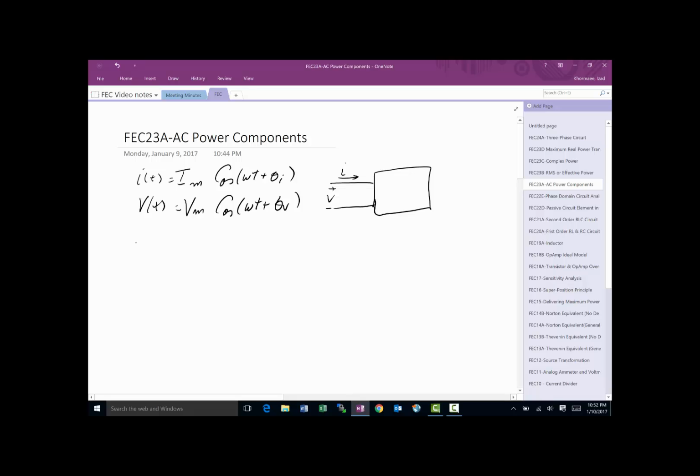Great. So the instantaneous power, the power at a moment in time, can be calculated by simply taking v of t and multiplying it by i of t, which ends up being Vm Im cosine of omega t plus theta v times cosine of omega t plus theta I. Perfect. So we can leave it there.